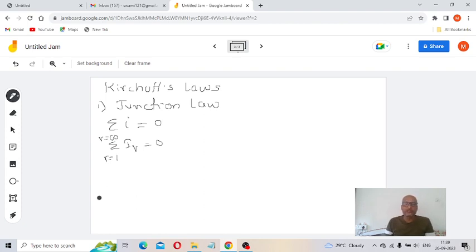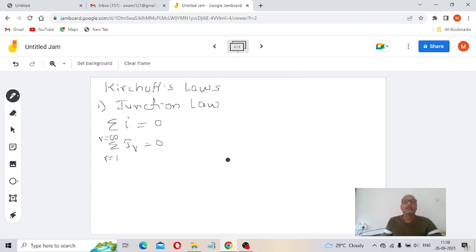Now basically what is a junction? You are all aware of the term junction. Junction means where any two things meet. That point is a junction. So the junction law states that all currents, incoming or outgoing, the summation of all the currents is 0, the algebraic sum.